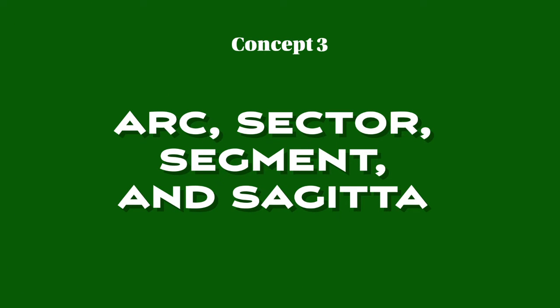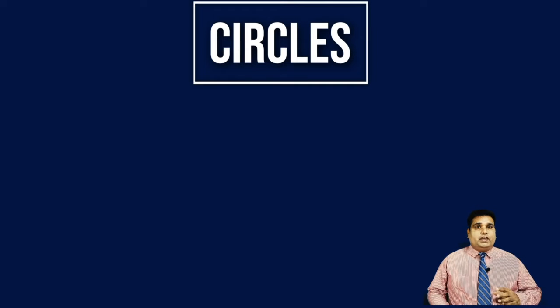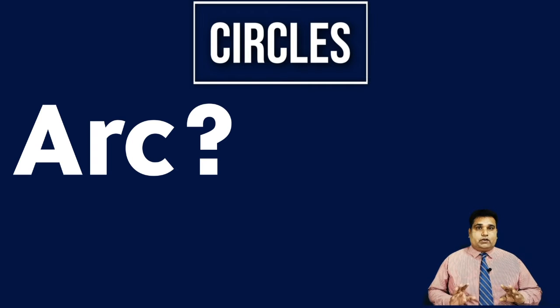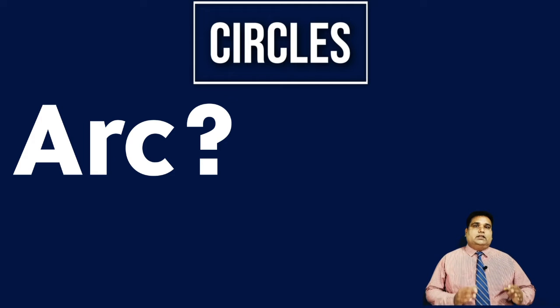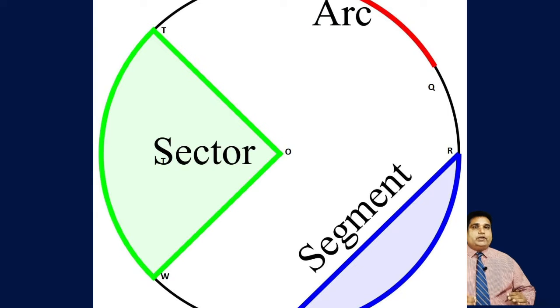So concept number 3: arc, sector, segment and sagitta. What is an arc? An arc is any smooth curve joining 2 points. As we can see in the diagram, that red part is a smooth curve joining two points P and Q. That is an arc of the circle.